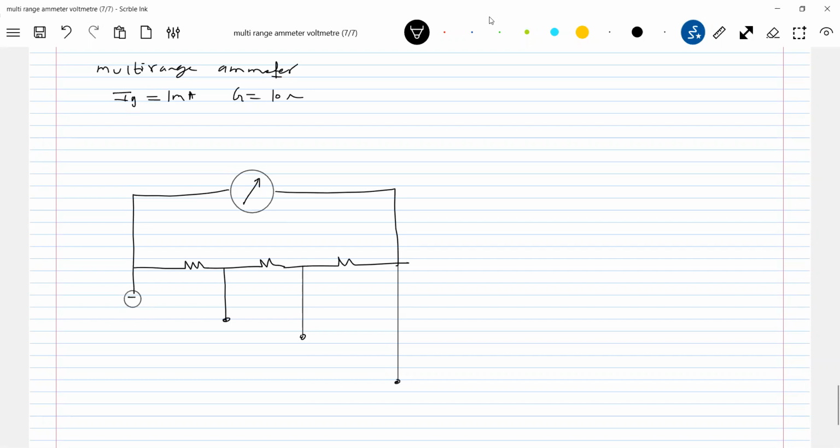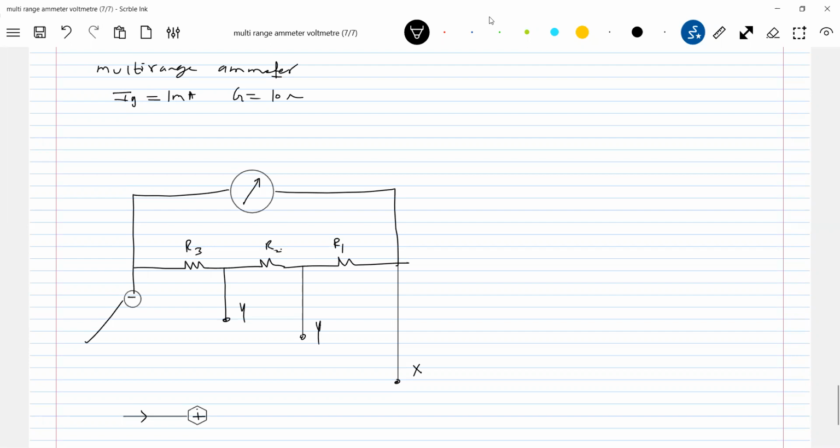So this will be the construction, and here the current which is to be measured will be like this. Now let these be the resistances R1, R2. Now these will be the various ranges X, Y, Z.